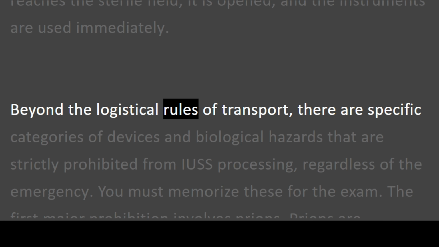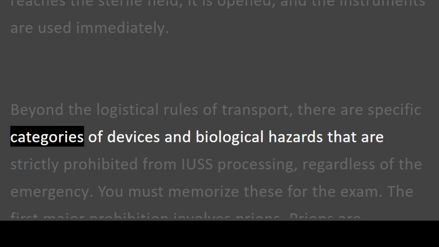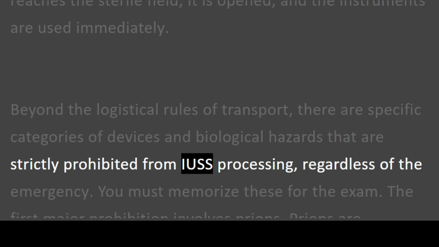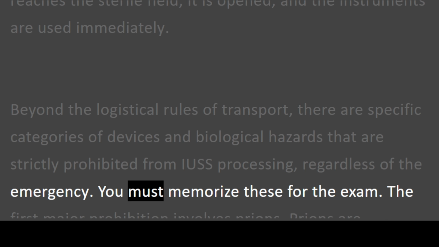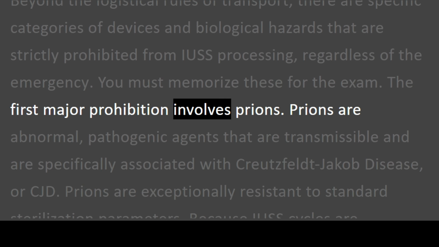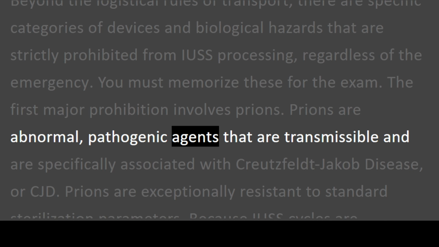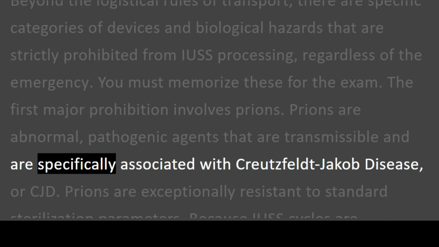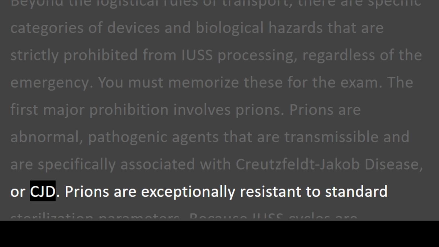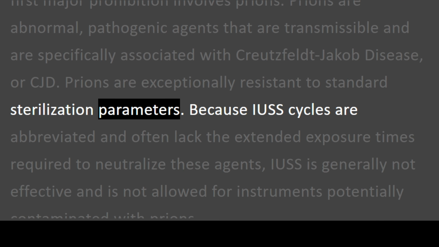Beyond the logistical rules of transport, there are specific categories of devices and biological hazards that are strictly prohibited from IUSS processing, regardless of the emergency. You must memorize these for the exam. The first major prohibition involves prion. Prion are abnormal, pathogenic agents that are transmissible and are specifically associated with Creutzfeldt-Jakob disease, or CJD. Prion are exceptionally resistant to standard sterilization parameters.